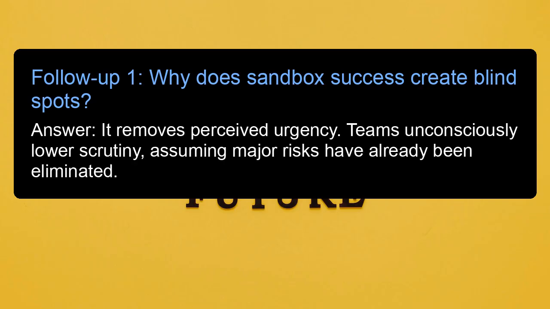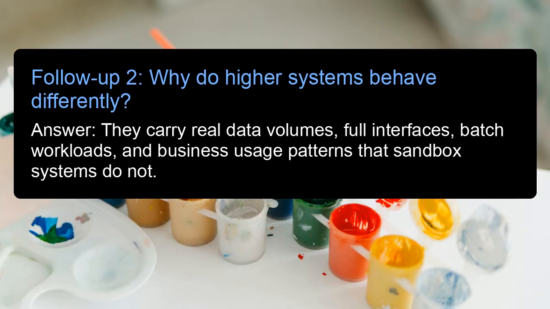Follow-up 1. Why does sandbox success create blind spots? Answer: it removes perceived urgency. Teams unconsciously lower scrutiny, assuming major risks have already been eliminated. Follow-up 2. Why do higher systems behave differently? Answer: they carry real data volumes, full interfaces, batch workloads, and business usage patterns that sandbox systems do not.